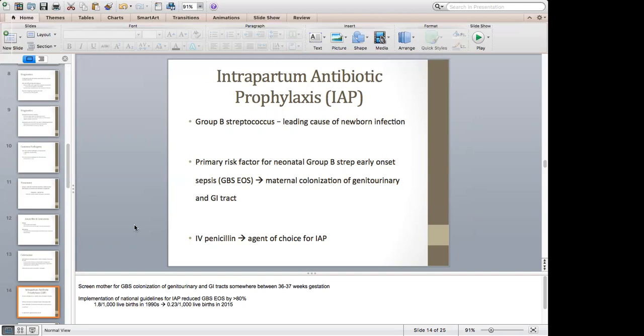In the 90s, it was about 1.8 per 1,000 live births, and now in 2015, it's 0.23 cases per 1,000 live births. So it has helped a lot. And IV penicillin is the agent of choice.